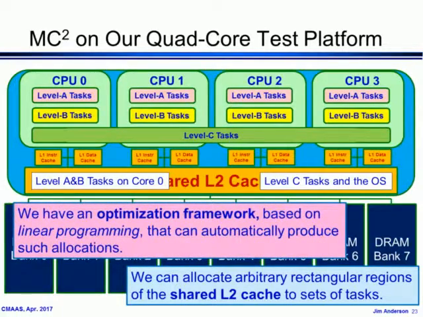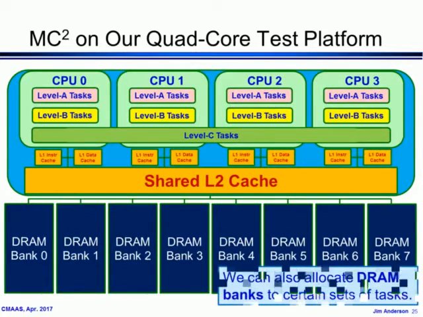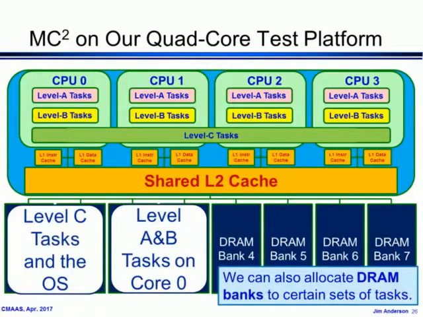We actually have an optimization framework based upon linear programming that will determine these cache allocations for you in a way that optimizes schedulability. Or to spin it a different way, that minimizes capacity loss. And it's fairly easy to assign the DRAM banks to different groups of tasks in the operating system. So as I said, the allocations I'm showing you here are not the real ones. These are just easy ones to draw.